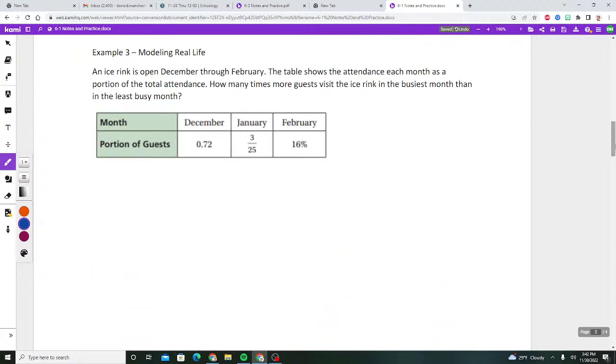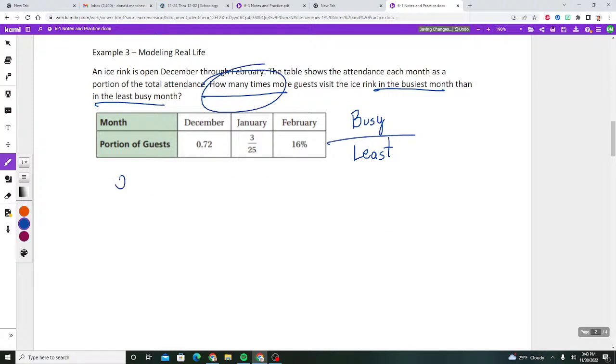All right, so to model this with real life, an ice rink is open December through February. The table shows the attendance each month as a portion of the total attendance. How many times more guests visit the ice rink in the busiest month than in the least busy month? So we need to find the busiest month, and then we need to find the least busy month. And then to find out how many times more, we're going to divide these two.